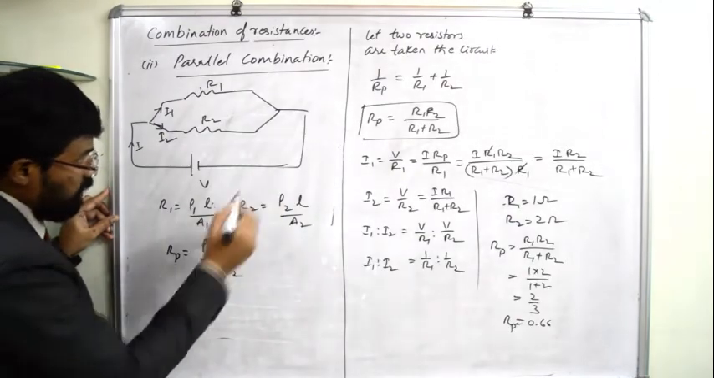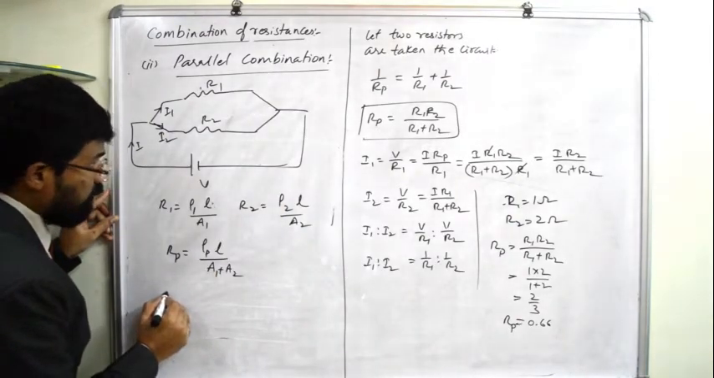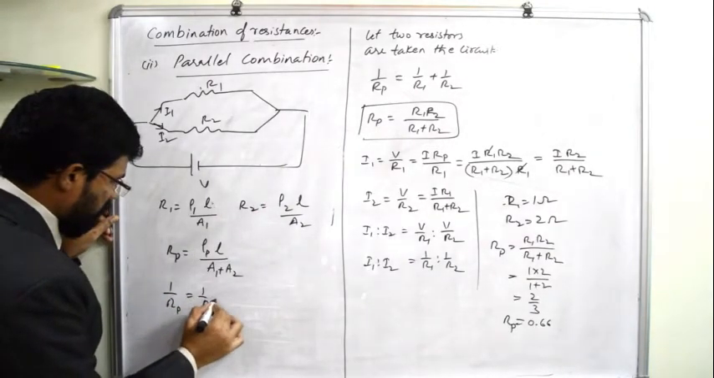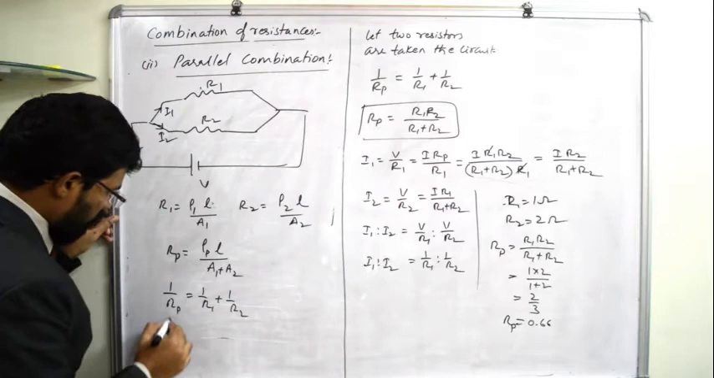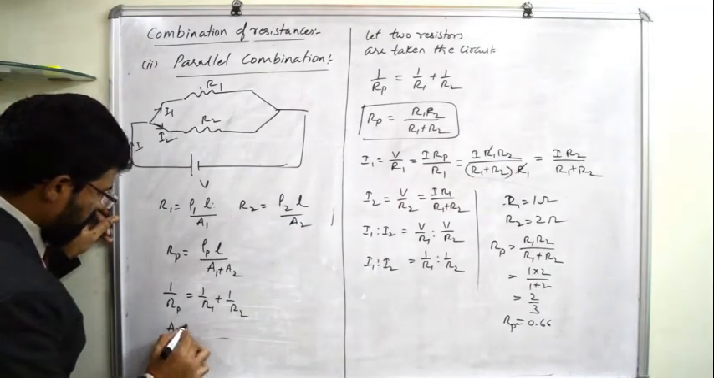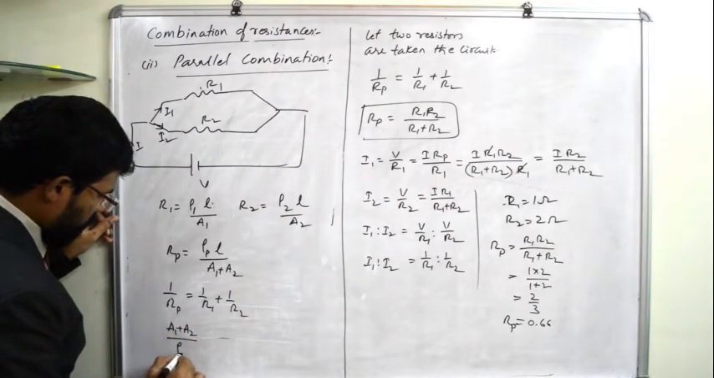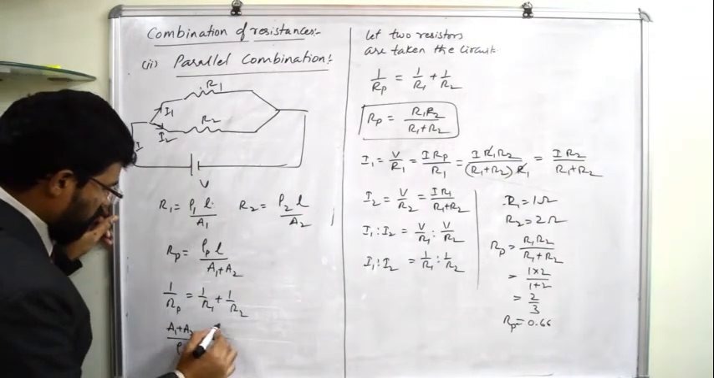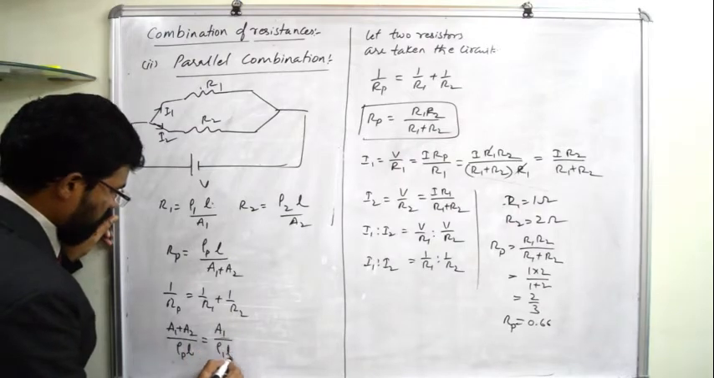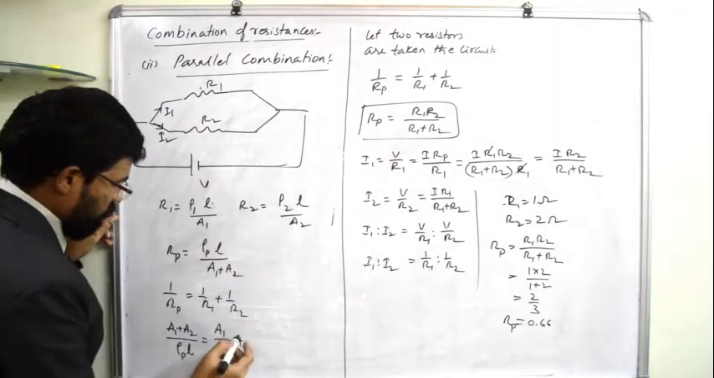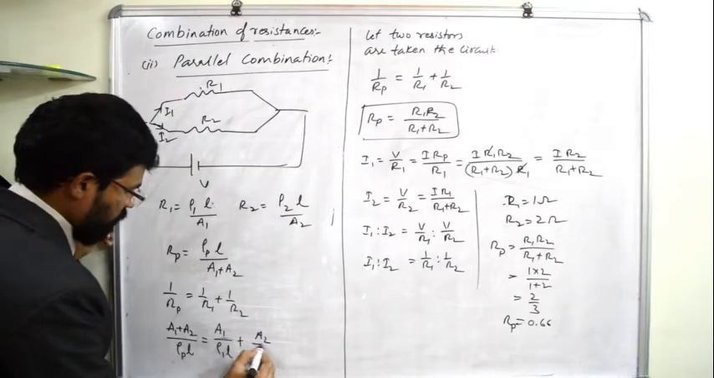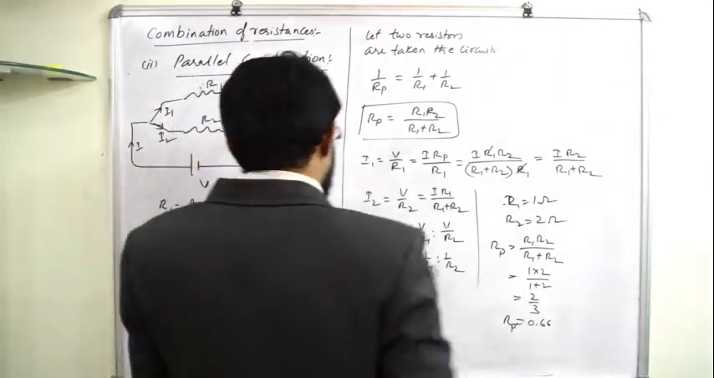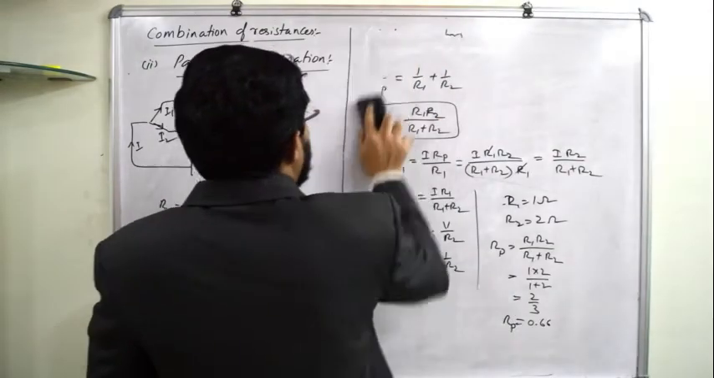So what is Rp? I'll make use of this equation, 1 by Rp is equal to 1 by R1 plus 1 by R2. So 1 by Rp can be written as A1 plus A2 by rho P into L, which is equal to 1 by R1, the inverse of this one, A1 by rho 1 L, plus the inverse of this one, 1 by R2, A2 by rho 2 L, isn't it? Now, on both the sides, L is there and you can cancel that.